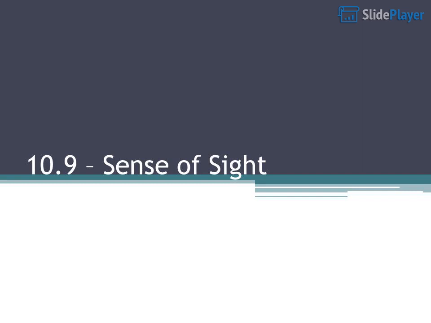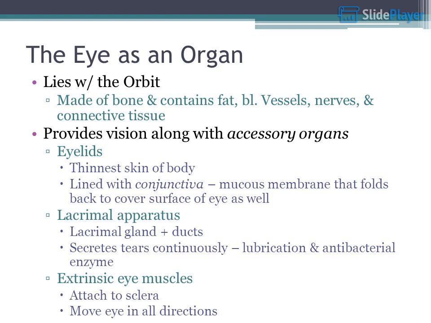10.9 Sense of sight. The eye as an organ lies within the orbit, made of bone and containing fat, bile, vessels, nerves, and connective tissue. It provides vision along with accessory organs.